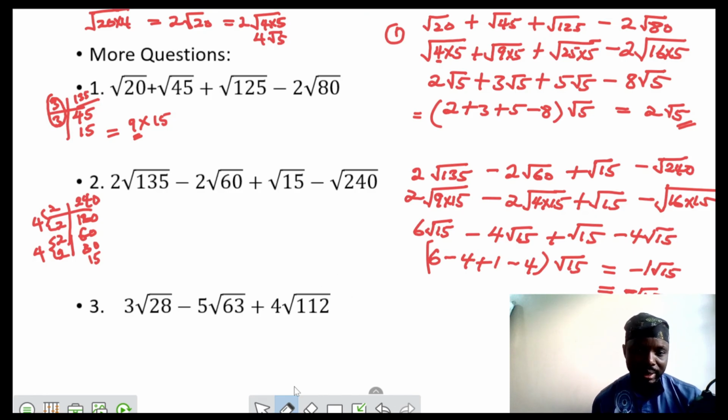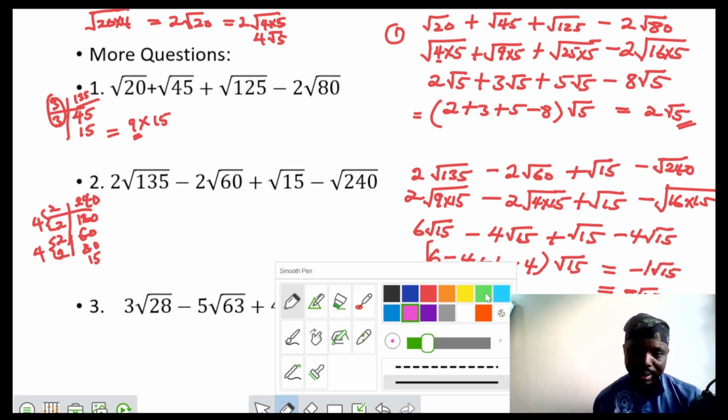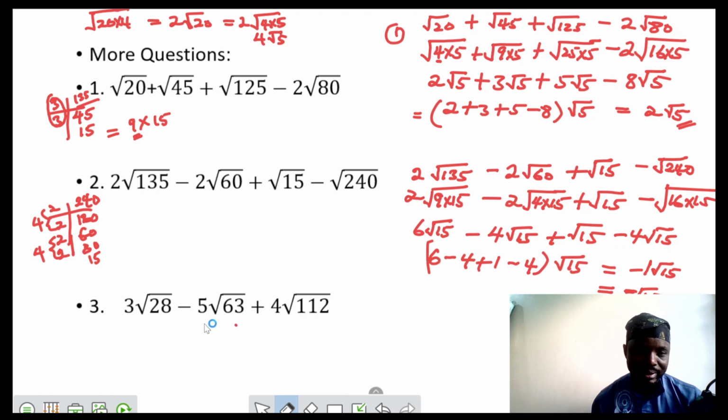Then the last one here, let's see this. Say 3 root 28. Root 28 can be split into 4 times 7. Yeah, 4 times 7, minus 5. This one can be 9 times 7. Right? 9 times 7 will give me 63, plus 4 into what of this one?